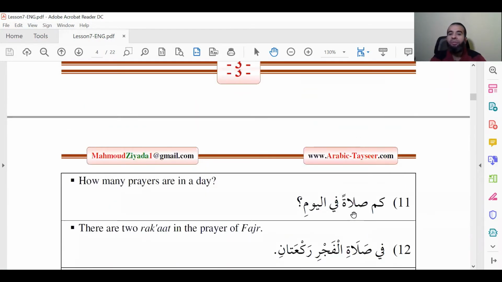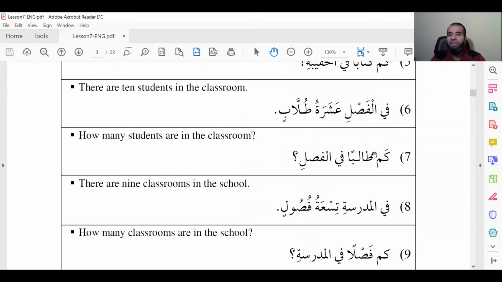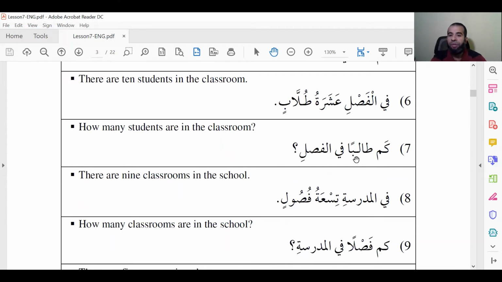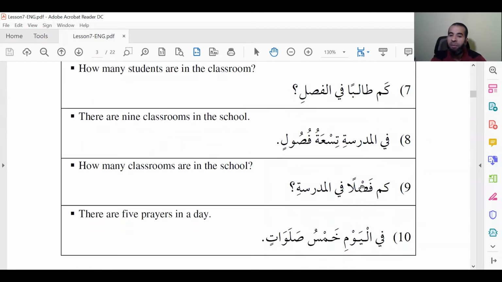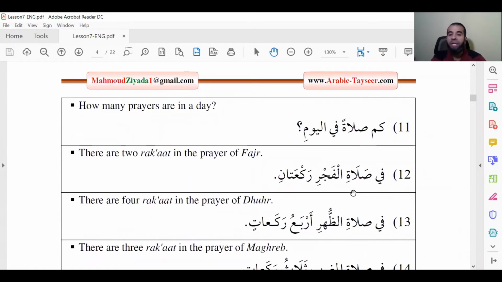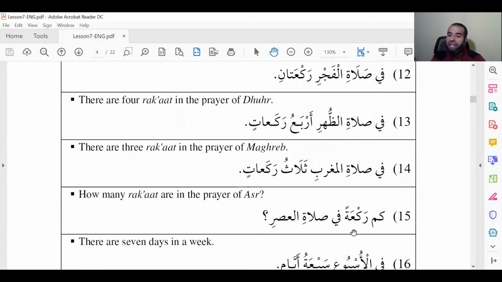But if you look there in, for example, كم كتابا number 5 or number 7, كم كتابا في الحقيبة، كم طالبا في الفصل. Here there is also ألف at the end after تنوين الفتح. But if the noun ends with تاء مربوطة, we don't add ألف, like صلاة only تنوين الفتح. صلاة، ركعة. Yes.